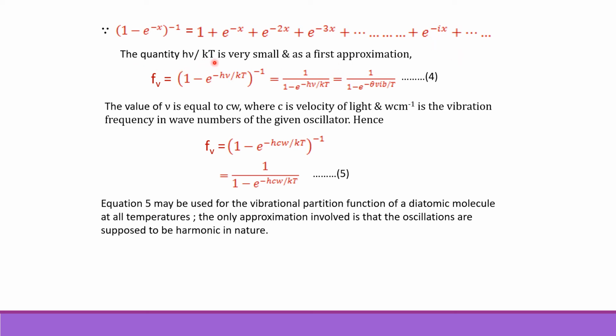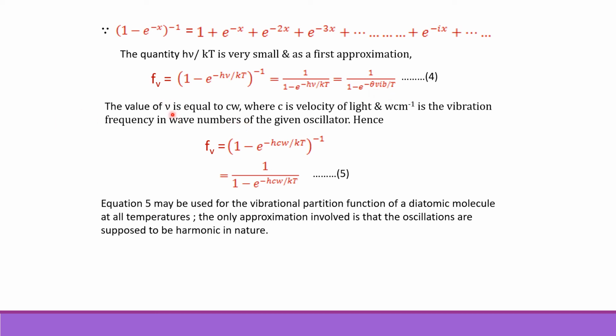Now the quantity h nu by kT is very small, and as a first approximation, therefore, Fv is equal to 1 minus e raised to the power minus h nu by kT raised to the power minus 1, and this we can write as 1 divided by 1 minus e raised to the power minus h nu by kT, if you write this in the denominator it will become positive. That we can also express as 1 divided by 1 minus e raised to the power minus theta vibrational divided by T.